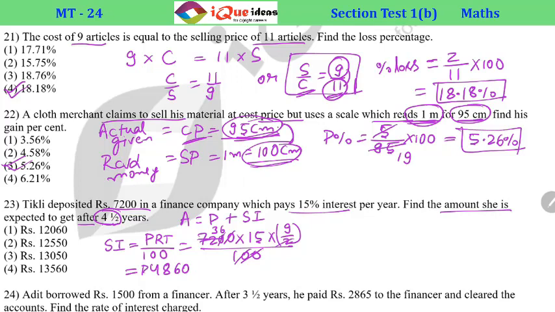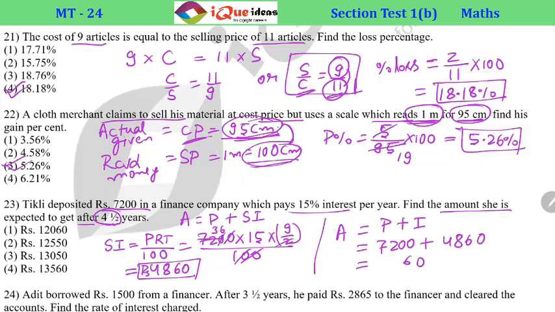Okay, 4860. Let's check it again. 9 4s are 36 and 9 5s are 45. So 4860 rupees. This is the interest value. Okay, and the amount received will be equal to principal plus interest. Principal is 7,200 plus interest is 4860. So if you add them carefully, it will give us 12,060 rupees. This is the final amount received, which is the first option. That is the correct answer.